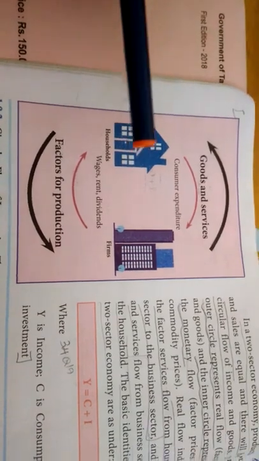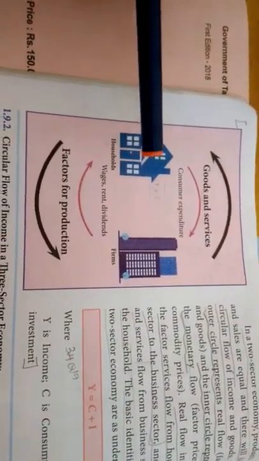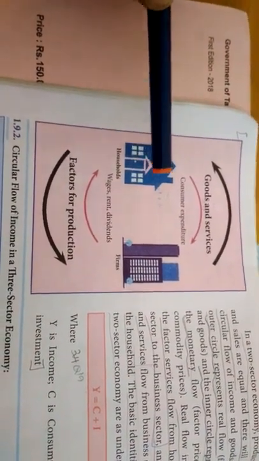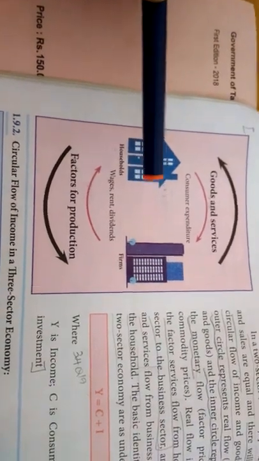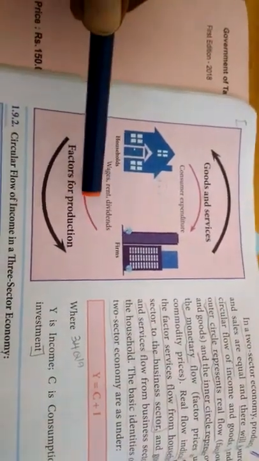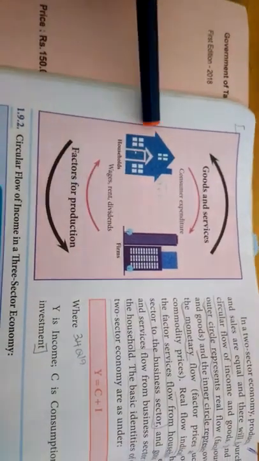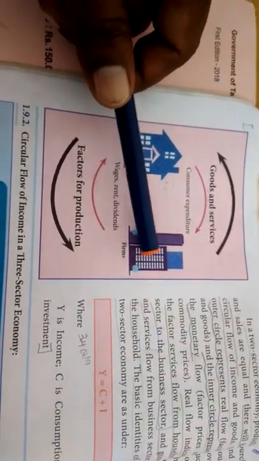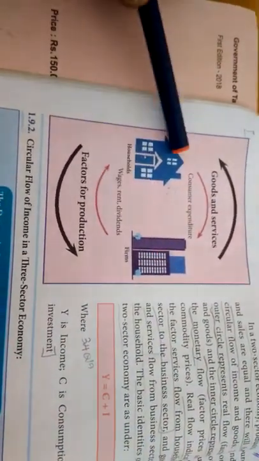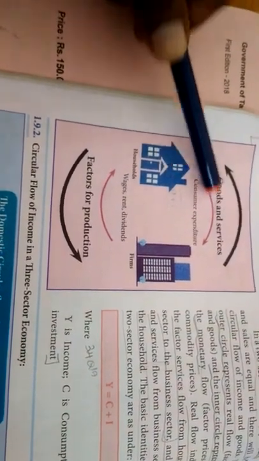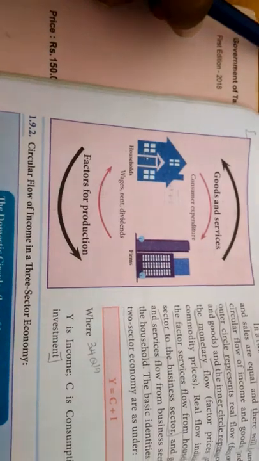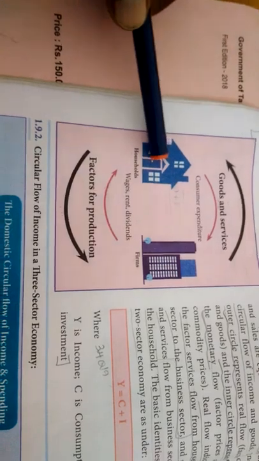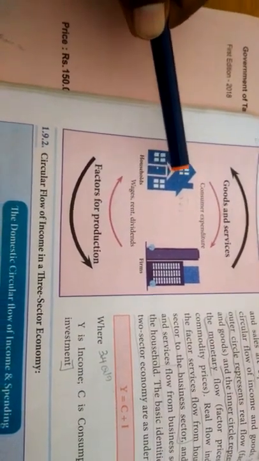Now, for a very clear explanation of the income flow, the household will get remuneration in the form of wage, rent and dividend from the firms, and the firm will get their profit or earnings from the household sector in the form of consumer expenditure. Understand clearly?